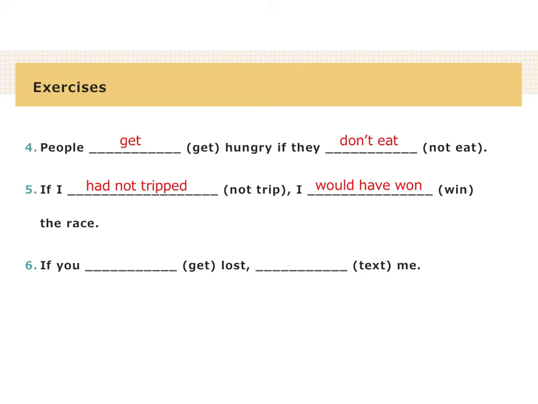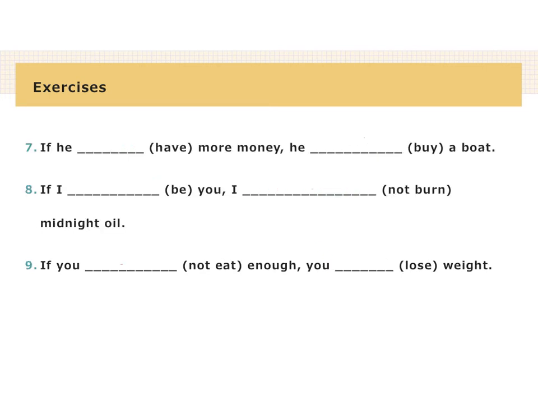Number 6. If you get lost, text me. The answer is, if you get lost, text me. This question is zero conditional because we often use zero conditional to give instruction with the imperative in the main clause. Number 7. If he have more money, he buy a boat.